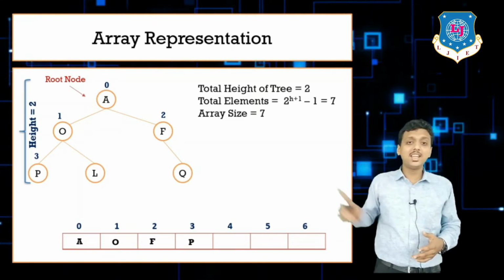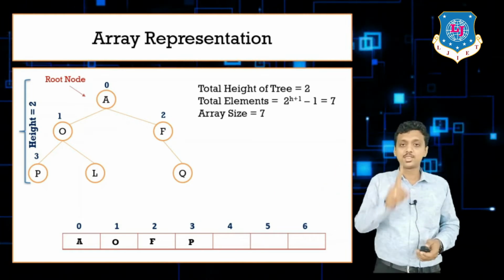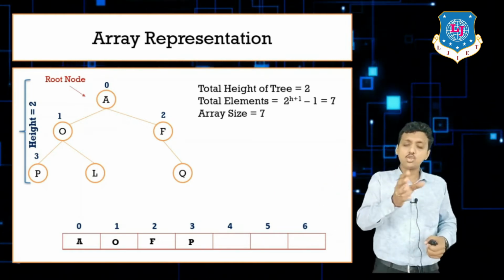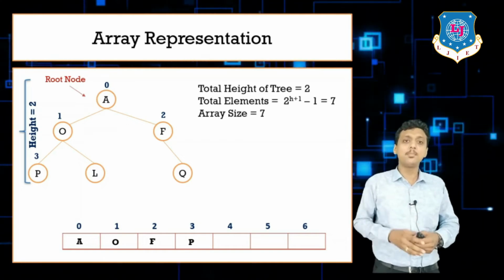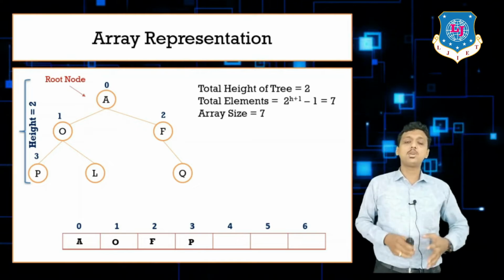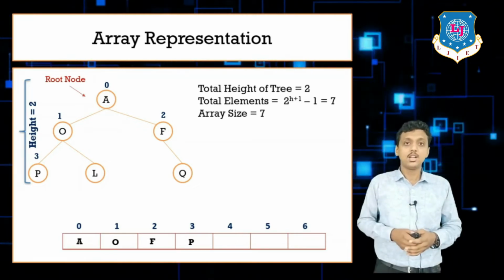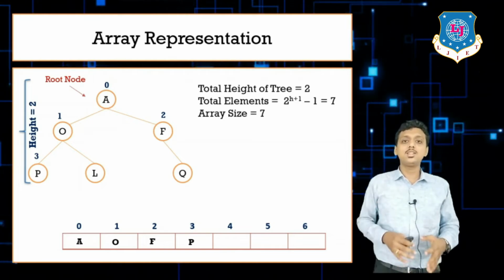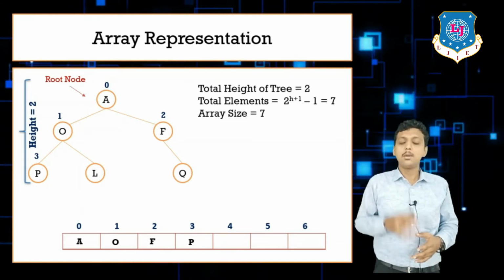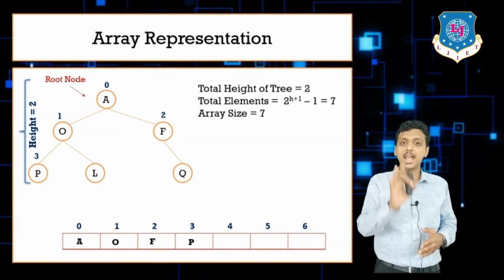Now see, is there any left child for F? Yes or no? No. So do we need to consider that empty space? Yes, you have to consider that empty space, because an array is a fixed size data structure, you cannot do anything else. So you need to consider that empty space also, but don't write anything there. So our fifth index becomes empty.